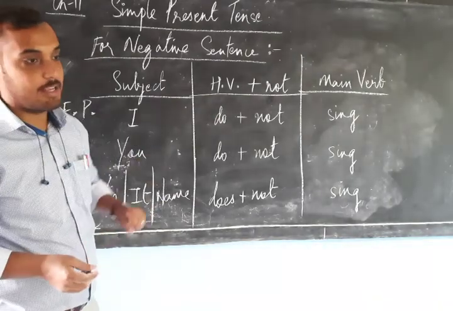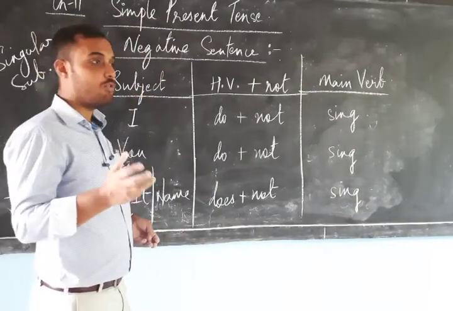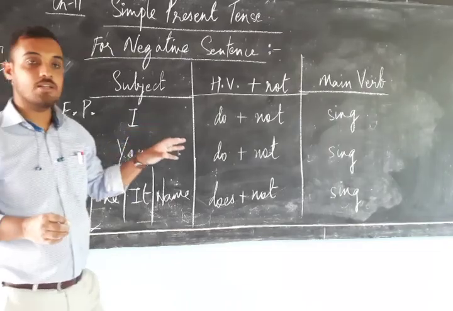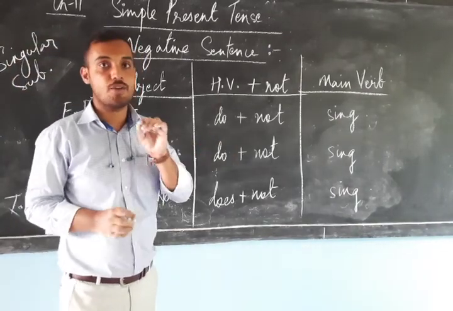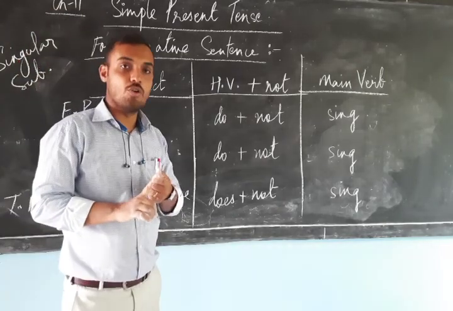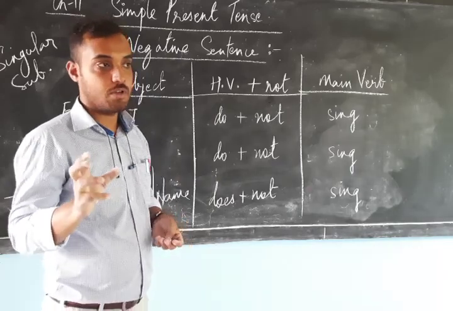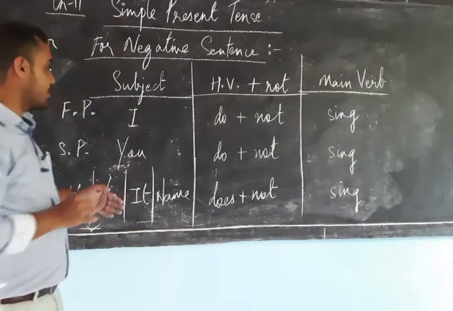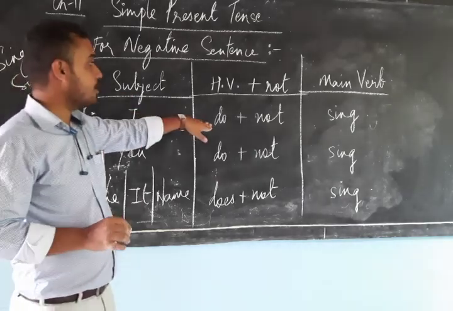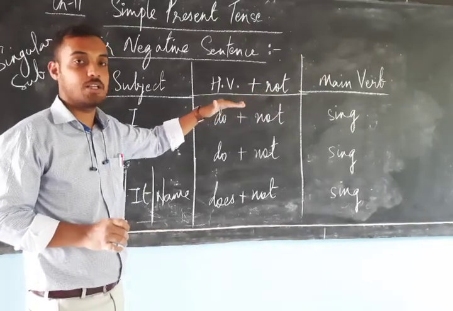I do not sing. This is a negative sentence. Now, how do you understand that this is a negative sentence? You can understand a negative sentence when a negative word is present in any of its forms: no, never, not. These are all negative words. For the first person singular subject, we use I, helping verb plus not. Not has to be used in a negative sentence.